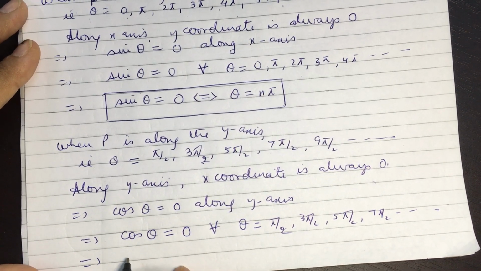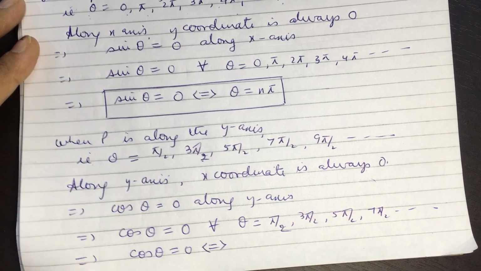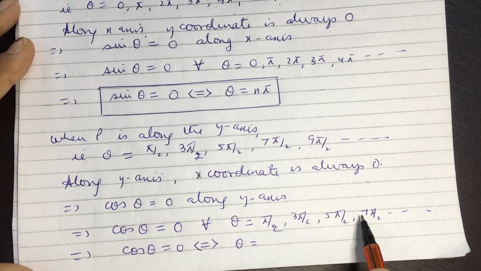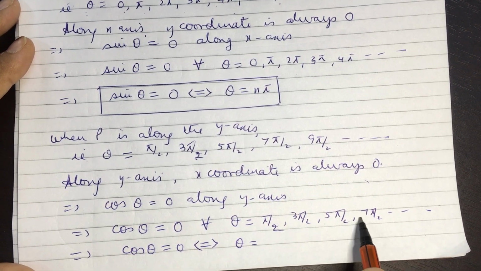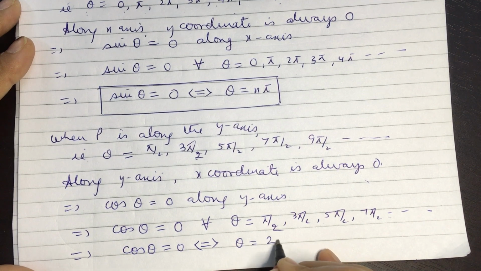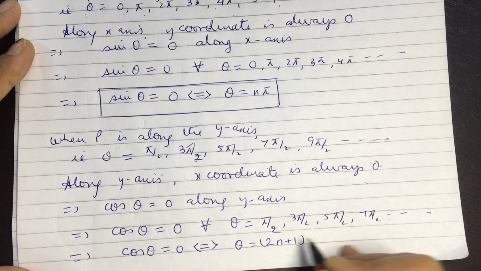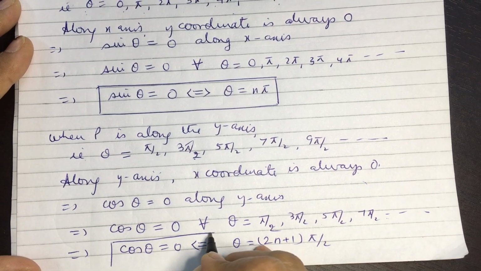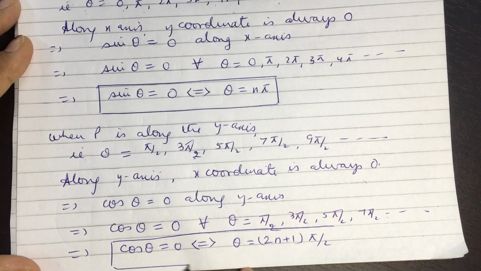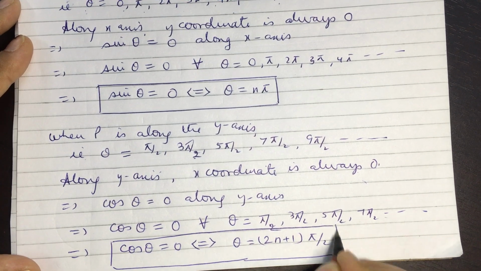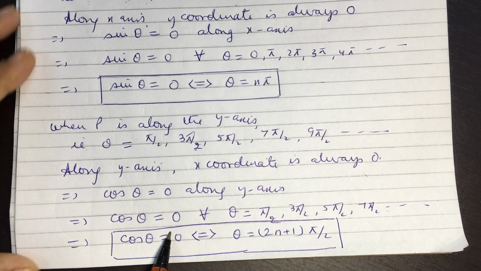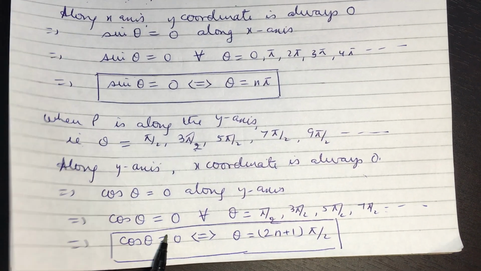Now let's generalize this and write cos theta equal to 0 if and only if theta equal to, as you can easily see, an odd multiple of pi by 2. So an odd number we always write as 2n plus 1, into pi by 2. So this is the result which we have arrived at corresponding to sin theta equal to 0 or cos theta equal to 0.